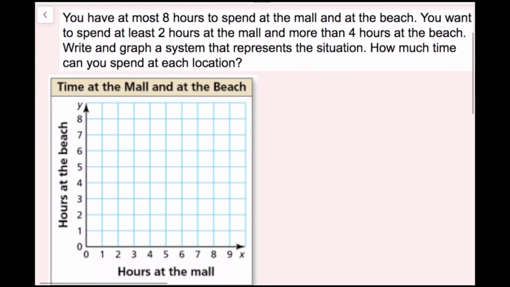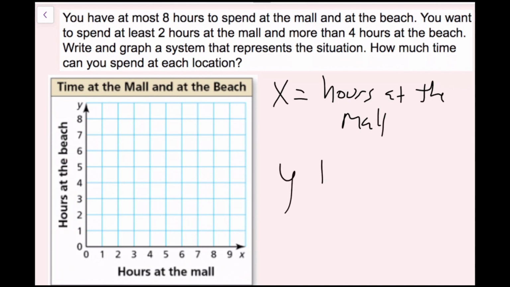So first thing I want to do is identify my variables. I'm going to call x the hours at the mall and y the hours at the beach.